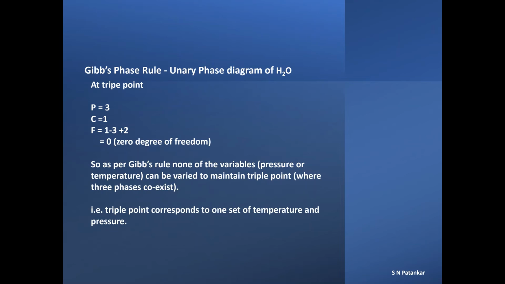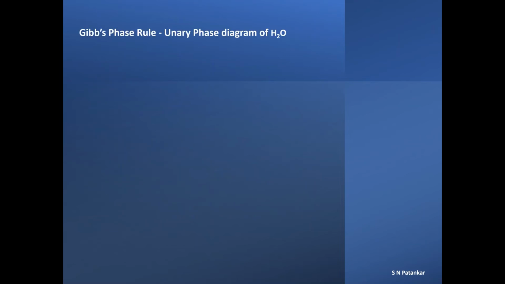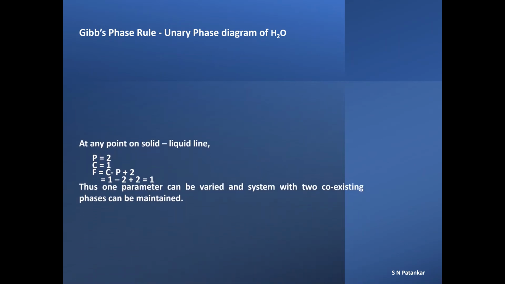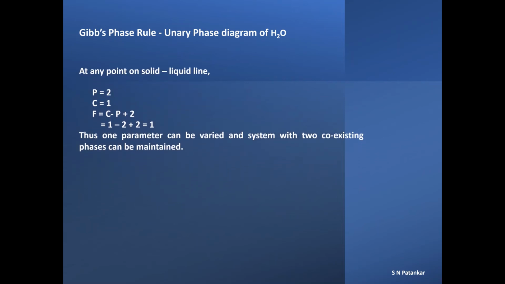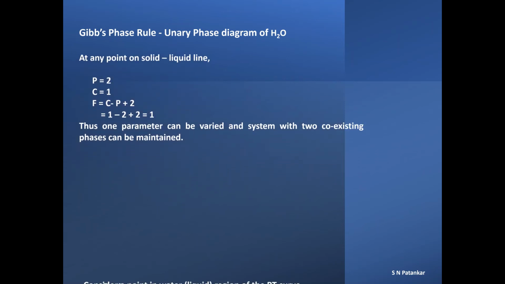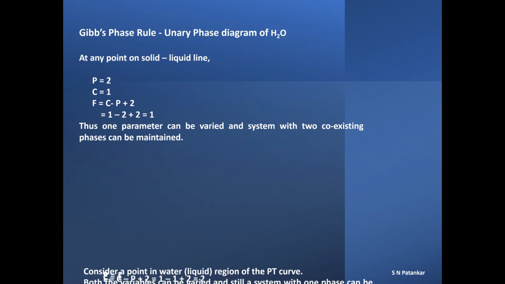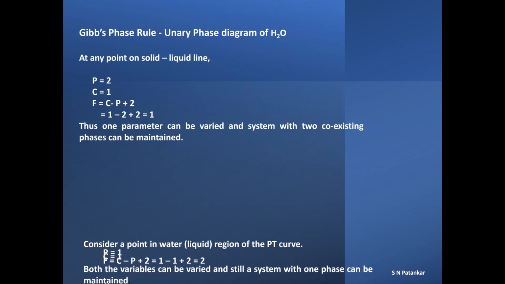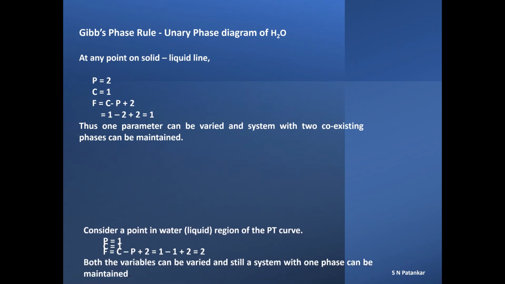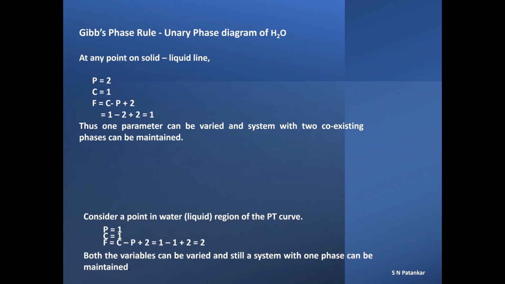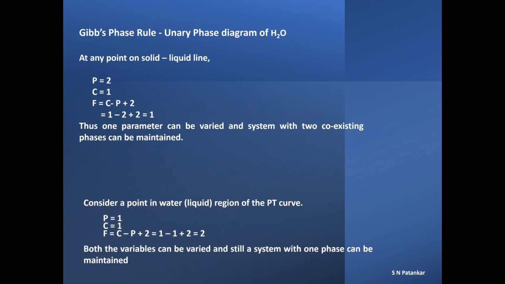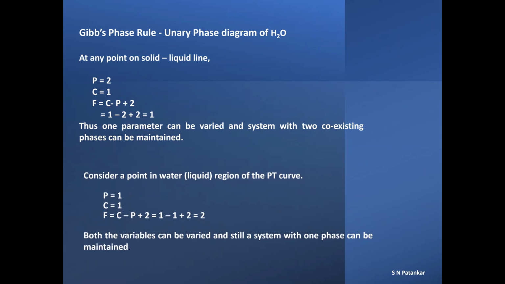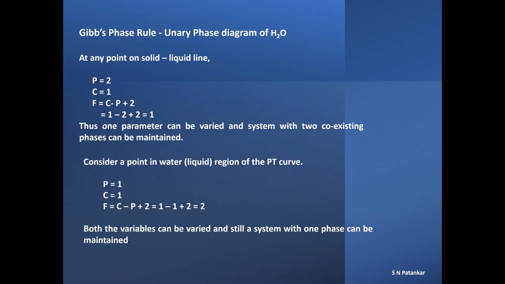Consider a point on solid, liquid line on PT curve of pure water. At any point on solid, liquid line, where P equals 2 and C equals 1, F will turn out to be 1. Thus one parameter can be varied and system with 2 coexisting phases can be maintained. At a point in water, liquid region of the PT curve where P equals 1 and C equals 1, the value of F will be 2.